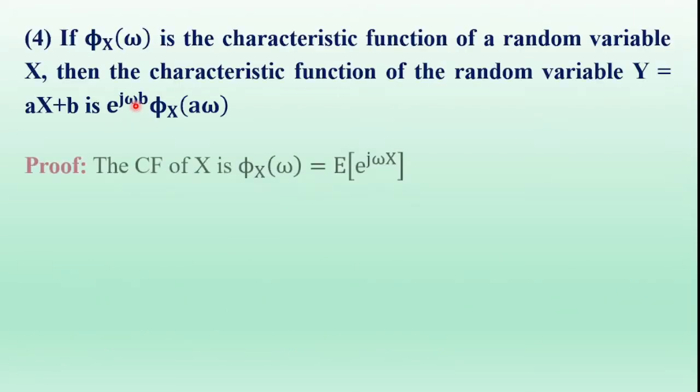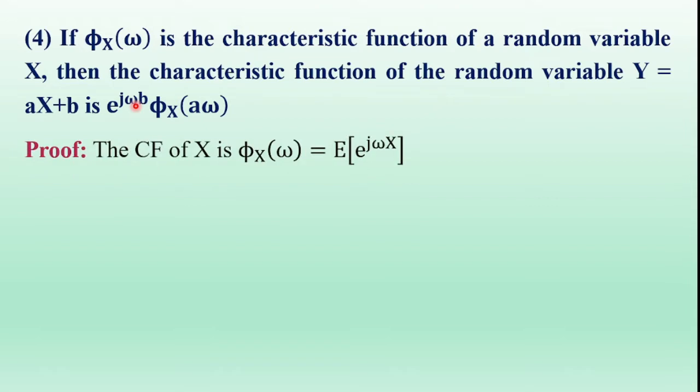And the fourth property is, if φx(ω) is the characteristic function of a random variable X, then the characteristic function of the random variable Y = aX + b is e^(jωb) times φx(aω).